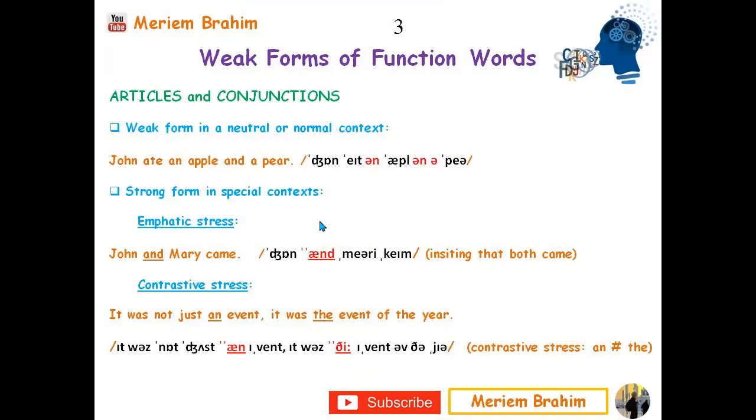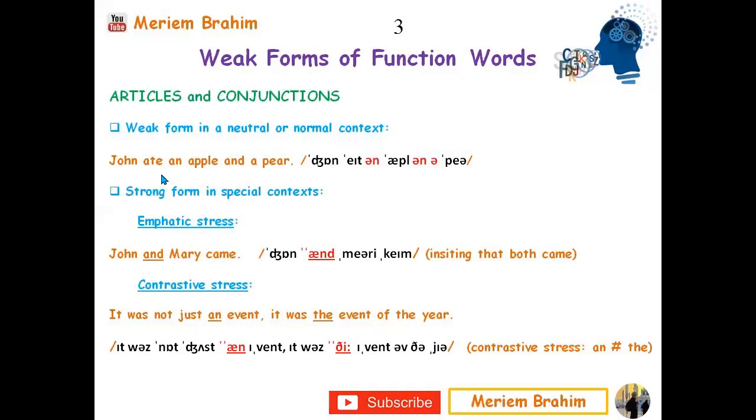We go to each part of speech in the function words. So we start with articles and conjunctions. They appear in their weak form in a neutral or normal context. It means when there is no emphasis, no contrast, etc.